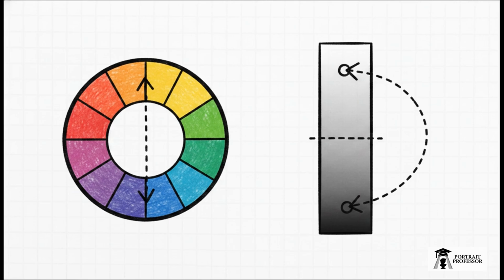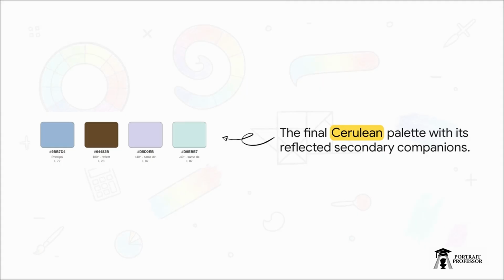Then we apply our lightness rule. To find the lightness for this new secondary color, you simply take 100 and subtract your principal color's lightness. That's it. This creates a perfectly balanced reflection right across that 50% midpoint. And this brilliantly illustrates the rule in action with our cerulean palette.